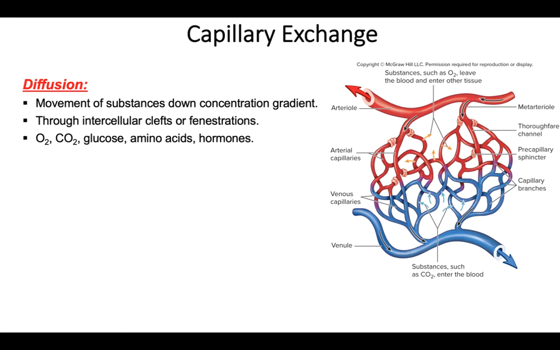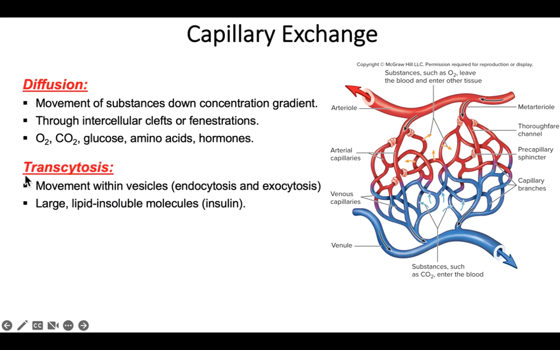Same thing is true with glucose. You're going to have more glucose in the blood than you do in the cells because they've been using glucose for energy. So molecules like oxygen, glucose, amino acids, hormones can all go by diffusion. They're going to go from the blood into the tissue cells. Carbon dioxide is going to go the other way because cells are going to have high amounts of carbon dioxide, because that's one of their waste products of cellular respiration. The blood's going to be lower in carbon dioxide, so carbon dioxide is going to be a molecule that diffuses from the cells into the bloodstream. So diffusion is an important mechanism.